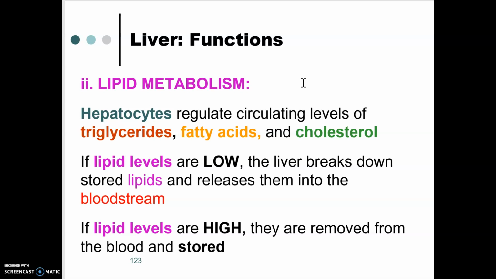Remember, lipids are key for making membranes, and that's going to be key for organelles and everything like that that's involved with membranes. So this is a very important metabolic regulation. If lipids get too high, for example, and there's too much of it in the blood, then they'll be removed from the blood and stored as fat until we need them later on.